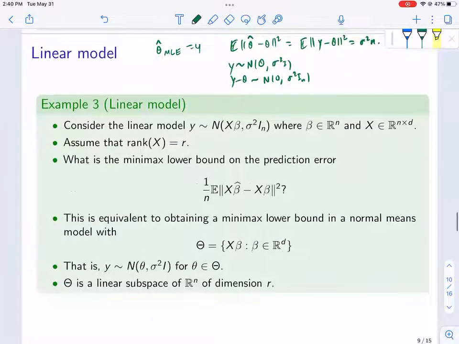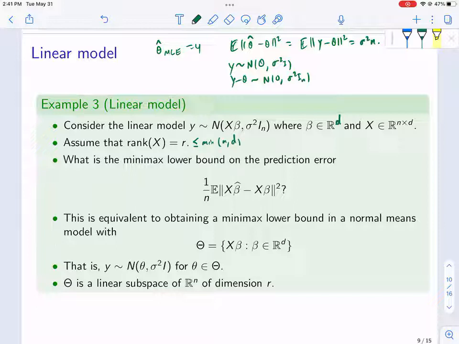So one extension: now suppose I have a linear model, X beta plus noise with sigma squared I. Beta is in R^d, and X is an n times d matrix. You're going to assume that the rank of X is r. For example, if d is less than n, usually much less than n, you usually assume that the rank is d, the classical setting. But let's say it'll be a little more general. This is r, which is less than the minimum of n and d.